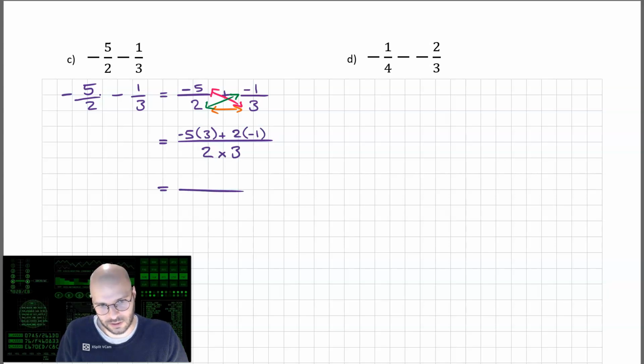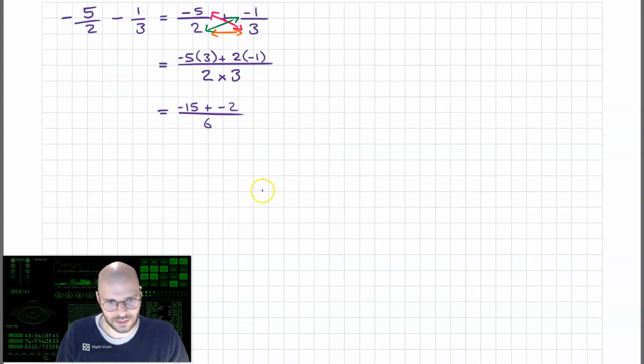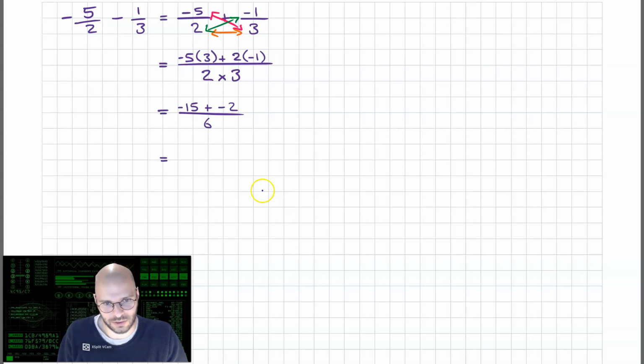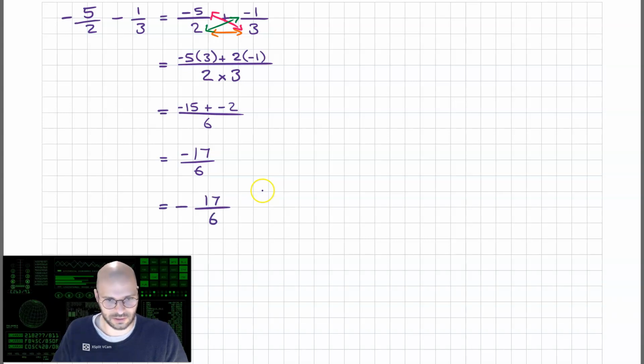Simplifying this, downstairs 2 3s are 6, upstairs 5 3s are 15, but it's negative 15, plus 2 1s are 2, but because it's negative, minus 2. And then simplifying this further, we've got minus 15 plus minus 2, which is the same as saying minus 15 minus 2. Now I know 15 plus 2 is 17, but because they're both negative, it's going to be minus 17 over 6, which I can write out as negative 17 over 6.